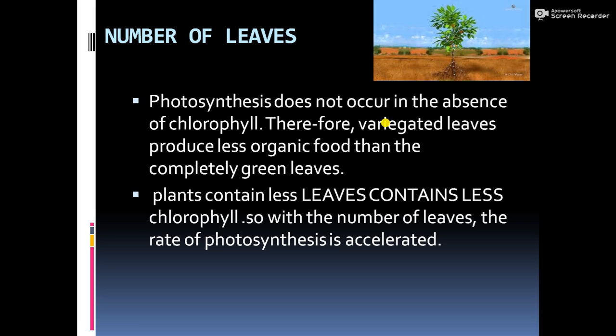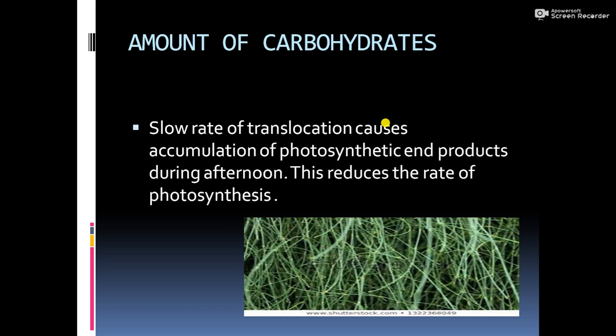Now another factor of leaves, that is number of leaves. Photosynthesis does not occur in the absence of chlorophyll. Therefore, variegated leaves produce less organic food than completely green leaves. Plants with fewer leaves contain less chlorophyll. So with the number of leaves, the rate of photosynthesis is accelerated.